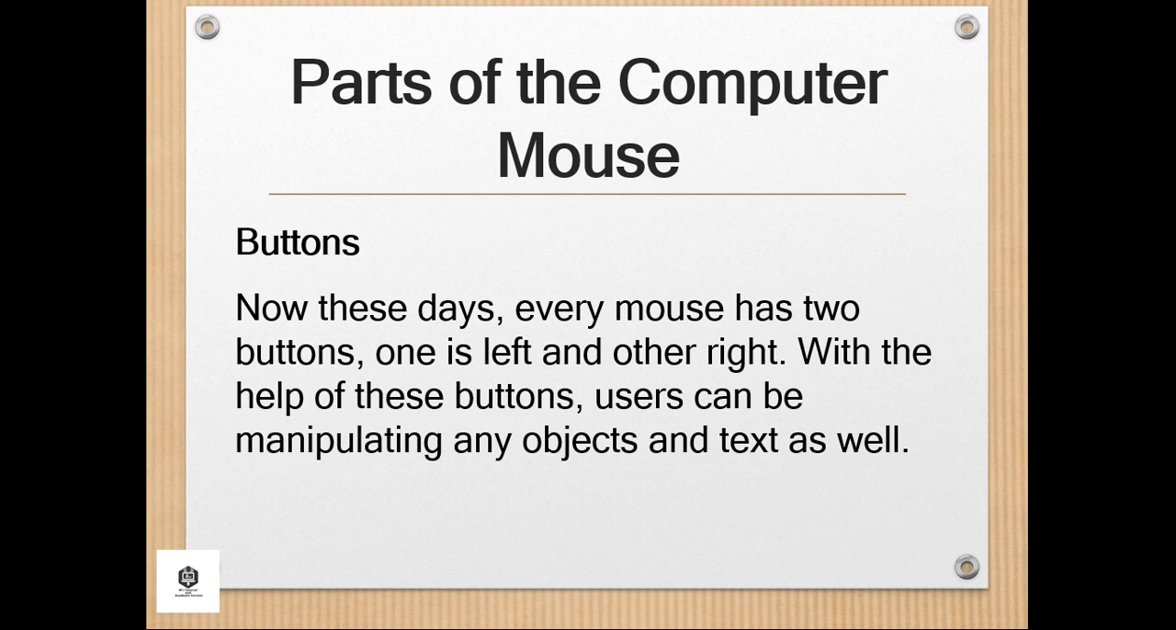Buttons. Now these days, every mouse has two buttons. One is left and the other right. With the help of these buttons, users can manipulate any objects and text as well.